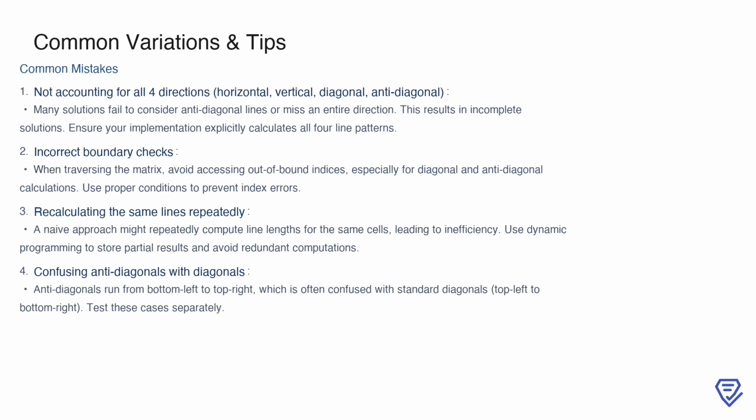Another common pitfall is recalculating the same lines multiple times. This is where a naive solution can become inefficient. Dynamic programming is key here, as it allows you to store partial results and avoid redundant computations. Finally, it's easy to confuse anti-diagonals with standard diagonals. Remember, anti-diagonals run from bottom left to top right, whereas diagonals go from top left to bottom right. Testing these lines separately can help catch any errors in your implementation.